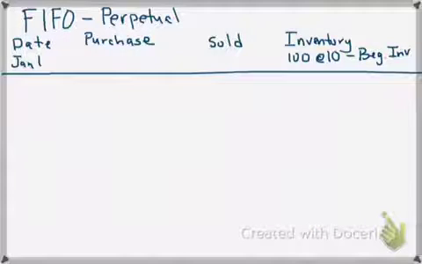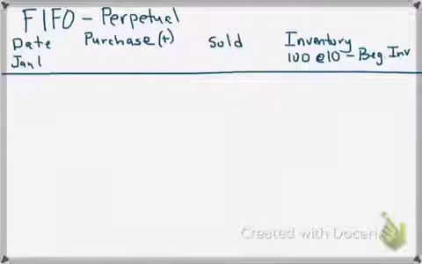Now we're going to look at FIFO first, and you want to set up a chart. You're going to do this for FIFO and LIFO. The first part of the chart should have the date that the transaction occurred. Your purchase transactions would come first. Purchase transactions are going to be added to your inventory. Then you will have those items sold, and the items that you sell will be subtracted from your inventory.